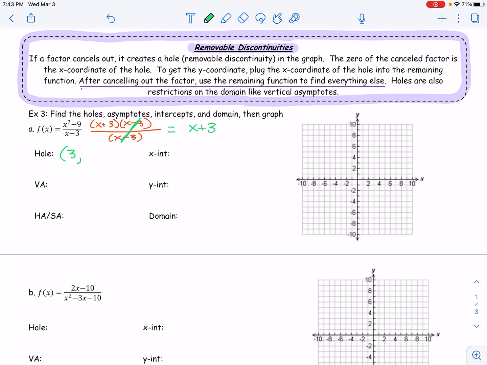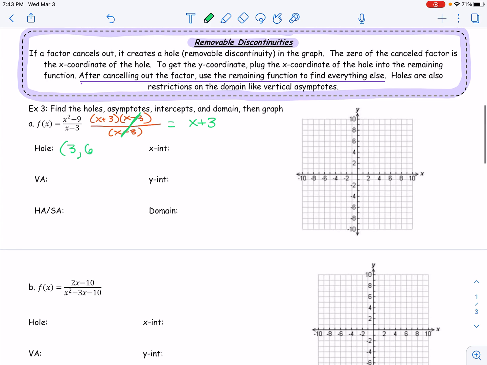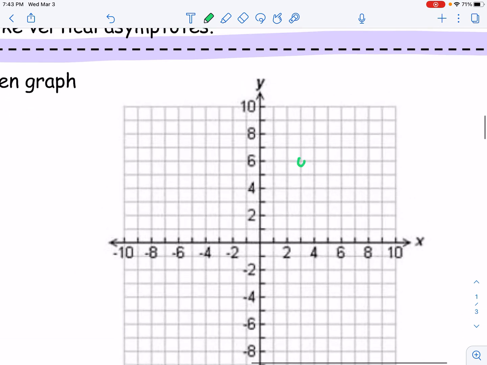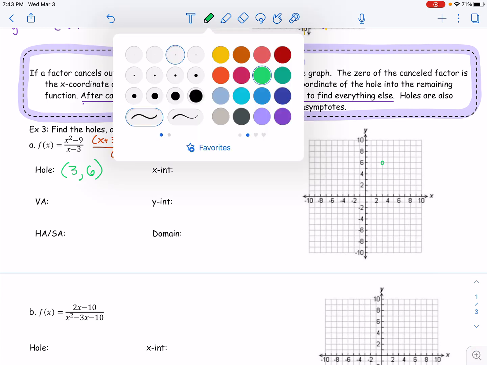What do I do to find the y-coordinate? I take that 3 and I plug it into the remaining function. This is what I'm going to use for the rest of the problem. Okay? What is 3 plus 3? 6. So I have a hole at the point 3, 6. Okay, now I can go through and find the rest of these parts of the graph.